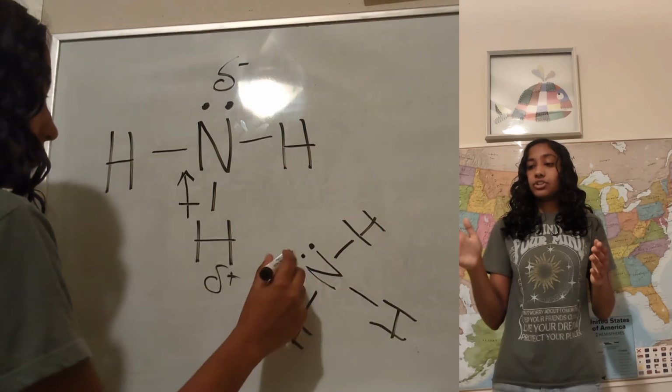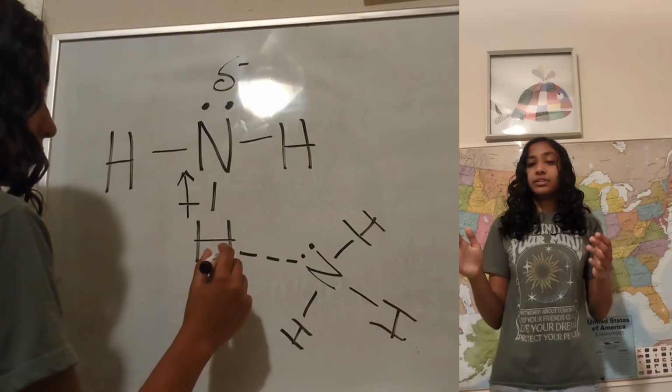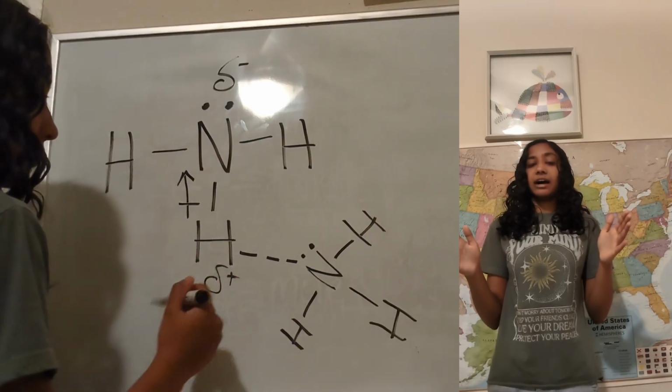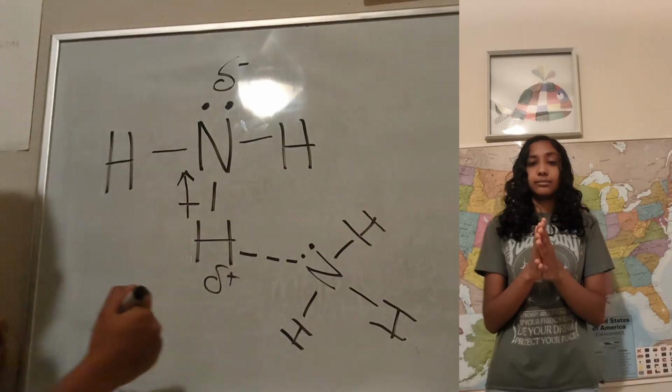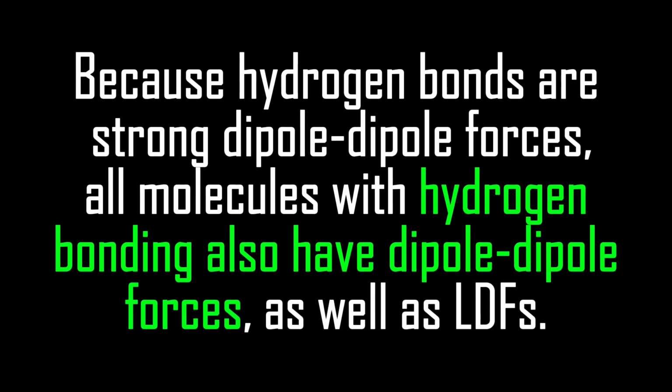The partially negative nitrogen of this molecule forms a strong interaction to the partially positive hydrogen over here, creating a hydrogen bond between the two molecules. Now, you're probably thinking that this looks pretty similar to dipole-dipole forces. And you're right. Hydrogen bonds are just a really strong dipole-dipole force, which occur when an atom with either fluorine, oxygen, or nitrogen is bonded to hydrogen. So, when we see a molecule that has hydrogen bonding, we also assume it has dipole-dipole forces and LDFs.